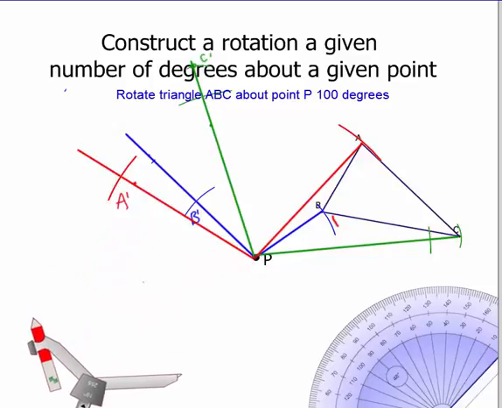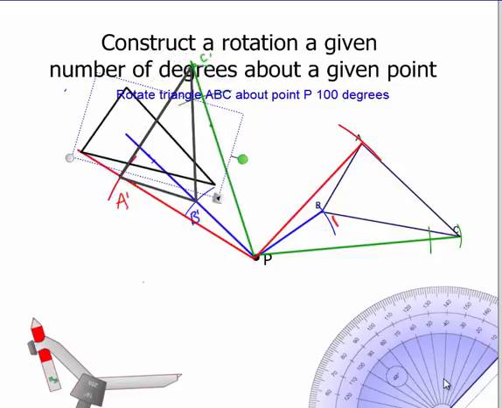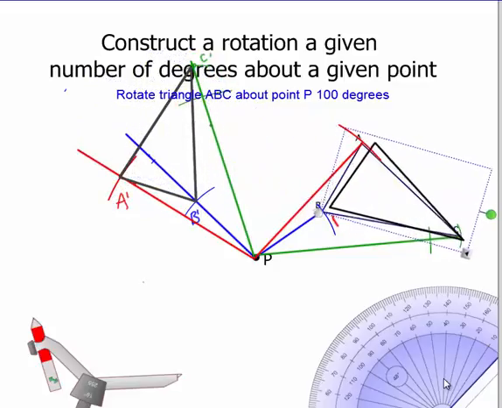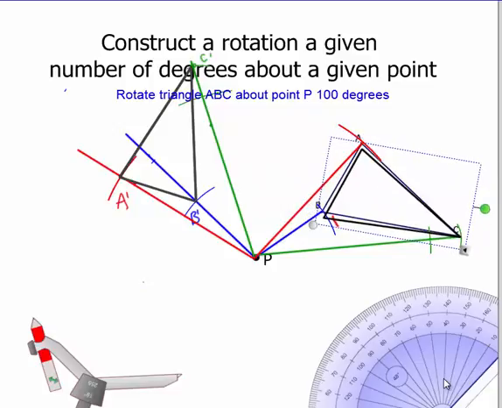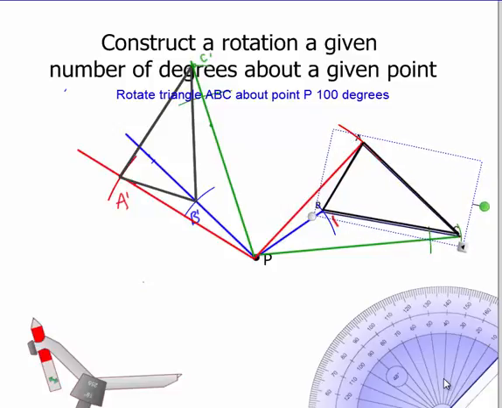And then, of course, the final step will be just to connect those points. So this triangle should definitely have all the same lengths of sides and angles as the original. If I were to clone this and go back and check, it should be exactly the same as my original triangle, which is pretty close. Okay? So that is constructing a rotation a given number of degrees around a given point. Three separate vertices have to be copied.